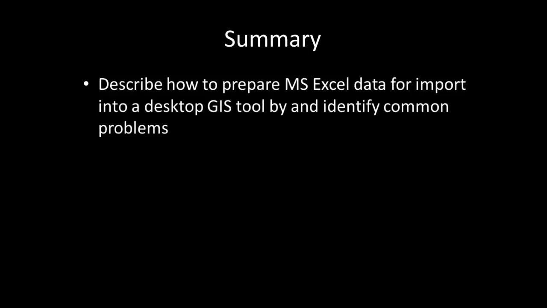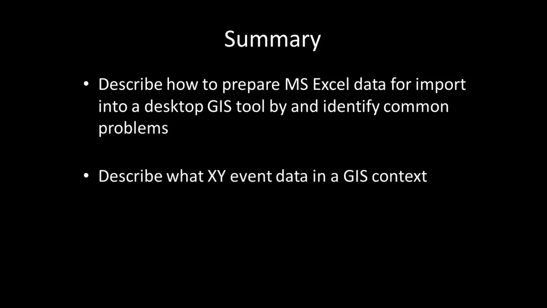In this lecture, you learned how to prepare MS Excel data for import into a GIS desktop tool by identifying common problems. For example, illegal characters that might prevent data from being imported, extra rows, and changing data types so the data can be joined. You also learned what XY event data is in a GIS context. XY data is the idea of geographical references being stored in the columns of a non-spatial table.